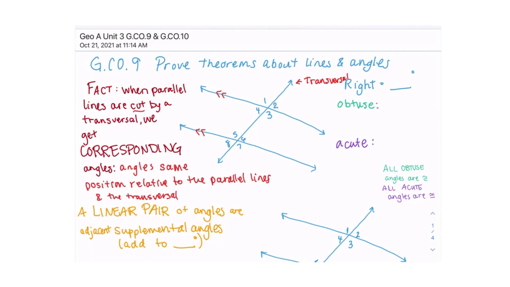What I mean by that is, notice angle 1 and angle 5. They're both above the parallel line and they're both above the transversal. You could say to the left of the transversal and to the right of the parallel lines. So in relationship to each other, they're corresponding. They go with each other, right? What's another pair of corresponding angles? 7 and 3. 7 and 3 are corresponding.